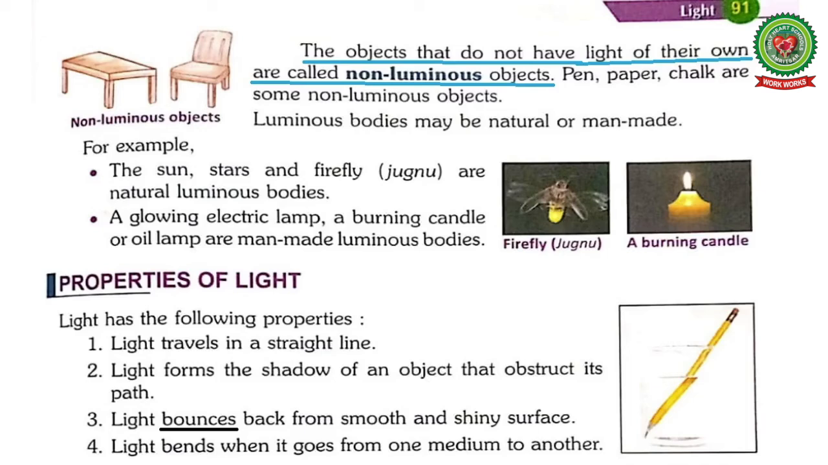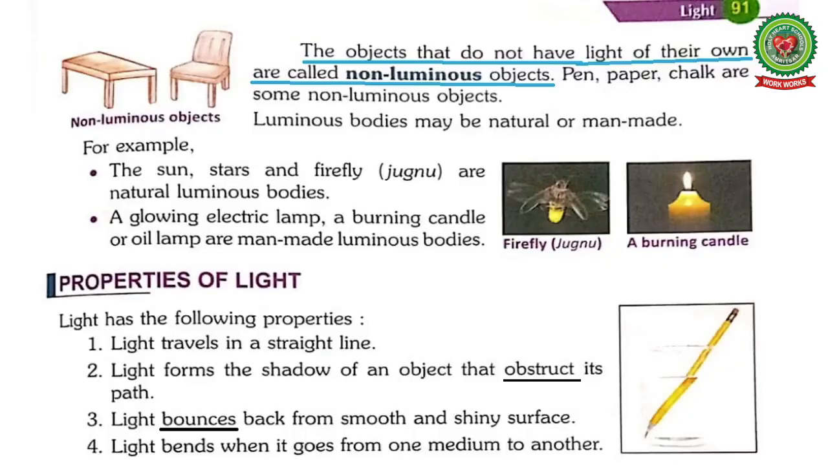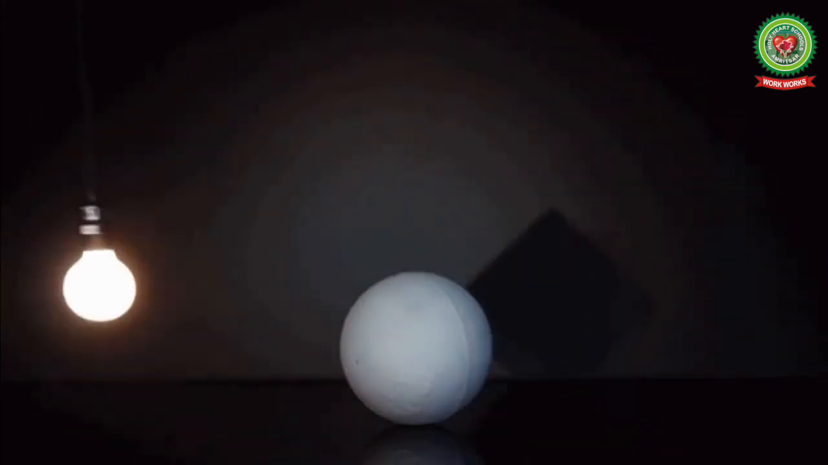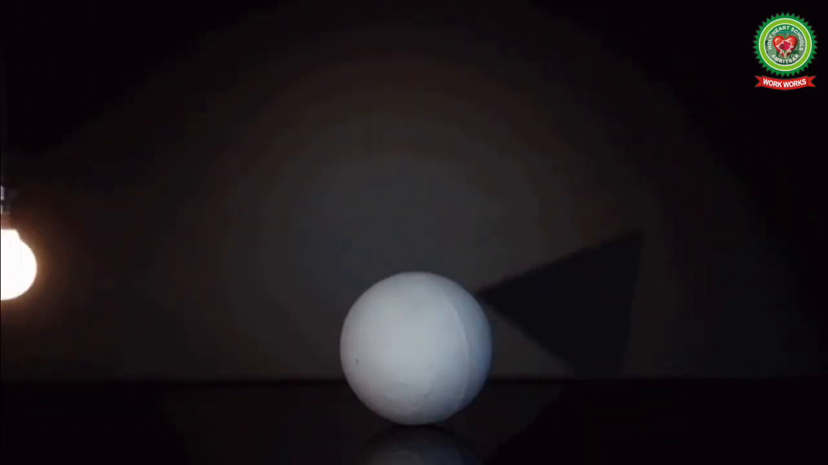Now, let's read properties of light. Number 1. Light travels in a straight line. Once light has been produced, it will keep traveling in a straight line until it hits something else. Light forms the shadow of an object that obstructs its path. Underline the word obstruct and write down its meaning. Block. Students, when the path of the light is blocked, it will form a shadow.